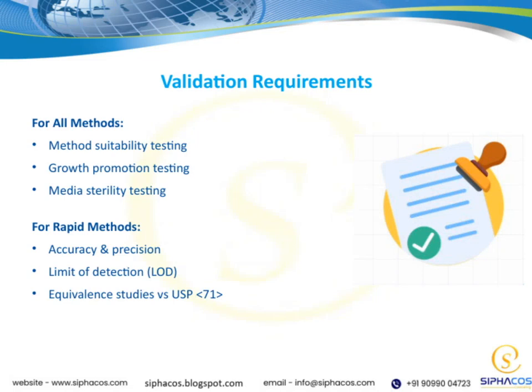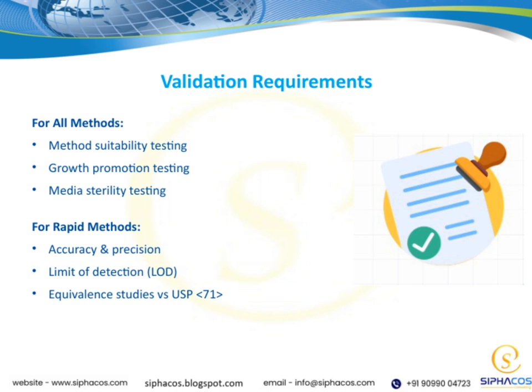Let's take a closer look at the validation requirements, starting with the basics that apply to all methods. First, we need to ensure method suitability testing is in place. This step confirms that the method is appropriate for the specific application we're testing. Next, growth promotion testing is essential. It verifies that our media can support microbial growth, which is critical for accurate detection. And of course, media sterility testing ensures that our media are free from contaminants that could skew results.